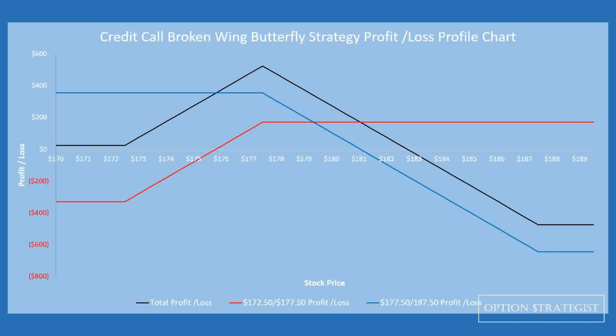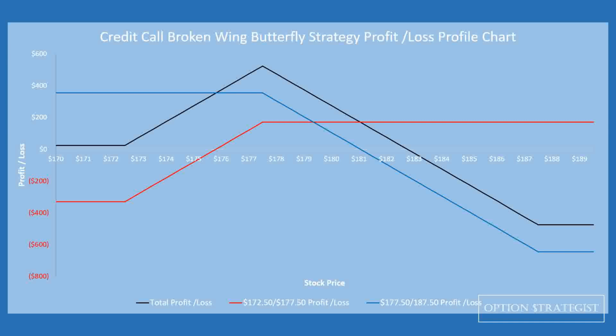When the stock price is going higher, the loss from the $177.50 and $187.50 credit call spread is more than the profit from the $172.50 and $177.50 debit call spread, which is why the trade starts to lose money when the stock price goes above $182.74.